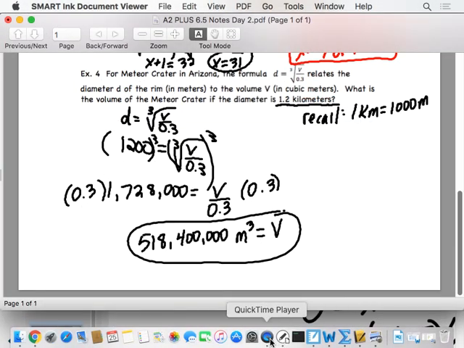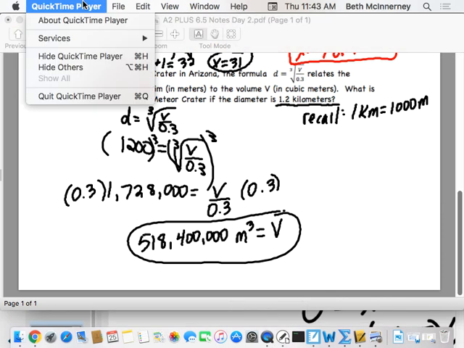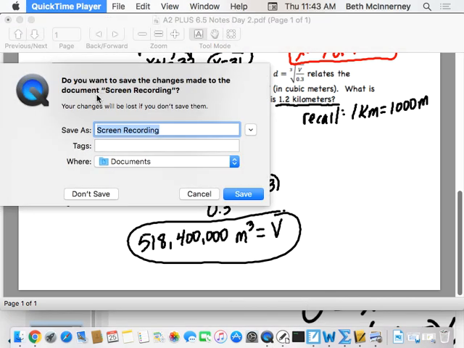Is there a way to change that? I do not know. Okay.